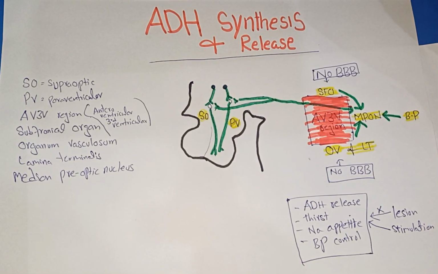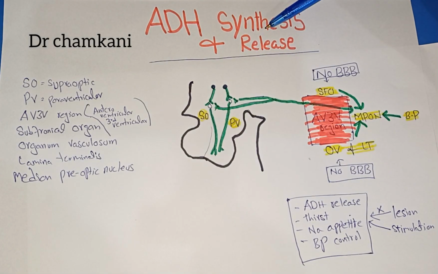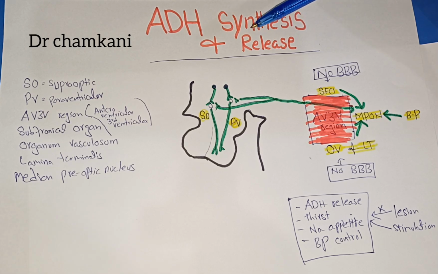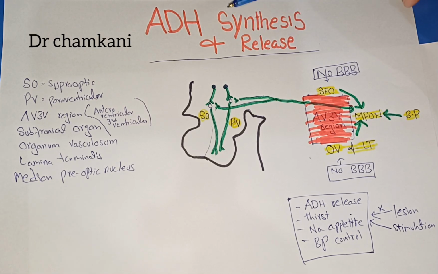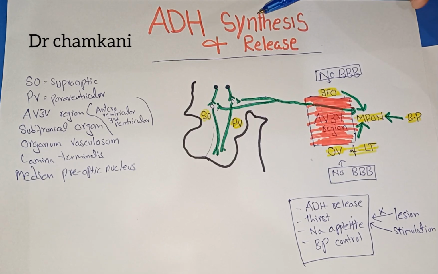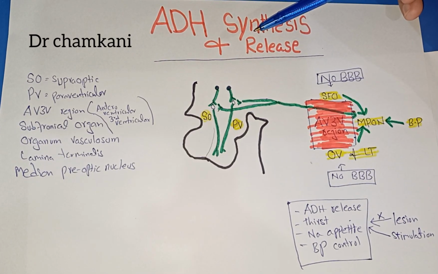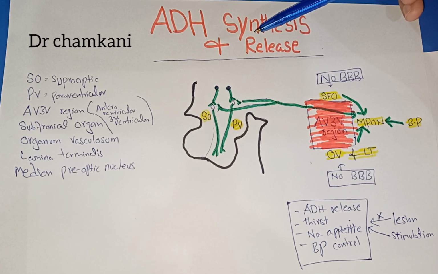Today in this lecture, we will talk about the antidiuretic hormone synthesis and its release and its connection with different areas of the brain in maintaining concentration of sodium in plasma. This lecture is in continuation with the last lecture, the osmoreceptor antidiuretic hormone pathway or mechanism.